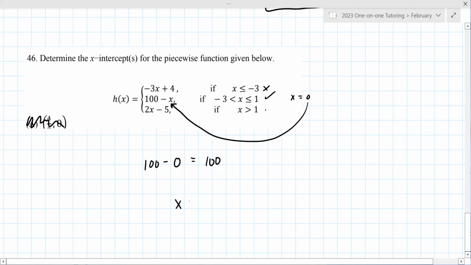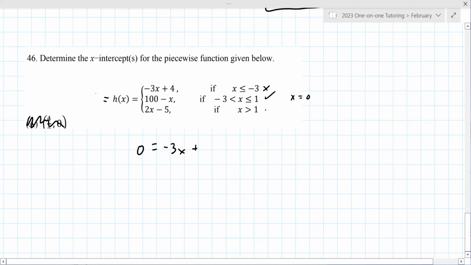Okay, so when x is 0, y is... I'm so sorry, I'm doing this backwards again. This is to find the y-intercept. To find the x-intercept, you have to set h of x equal to 0 in this case. What I just said applies to the y-intercept, not the x-intercept.